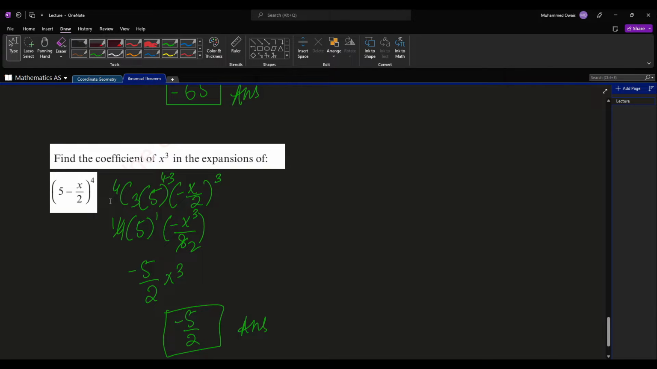Or if you really want to, you could just expand this whole term and find the x cubed that way. But in my opinion, if you do it mentally, it's pretty simple: the power of x will increase positively by 1, 2 and 3. So you can just directly write 4C3 and go there.